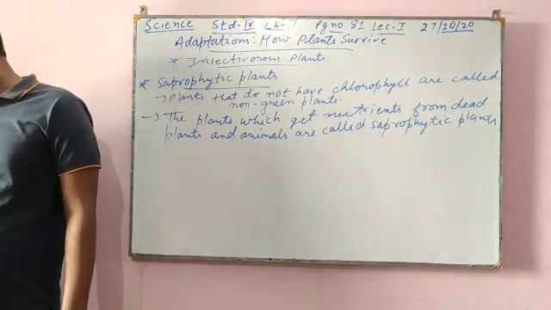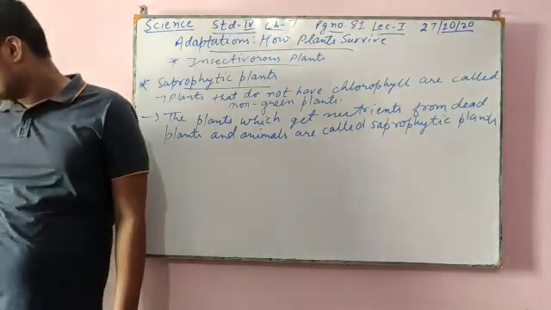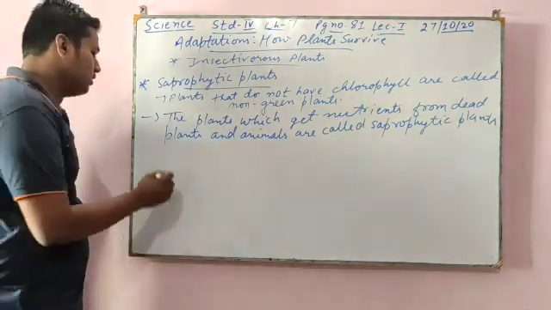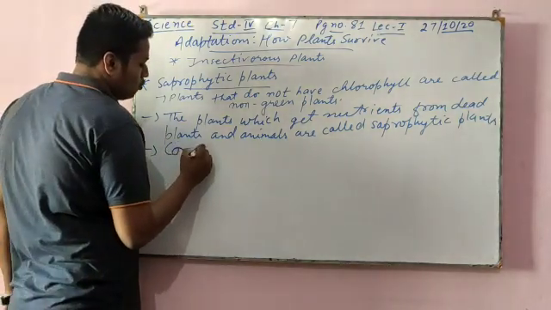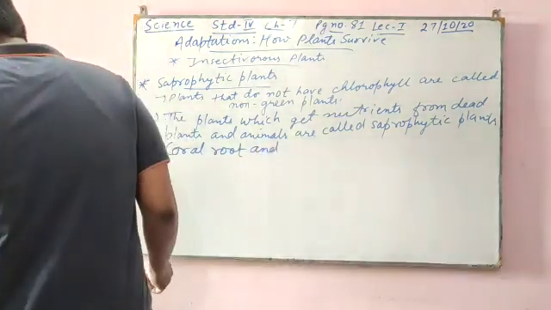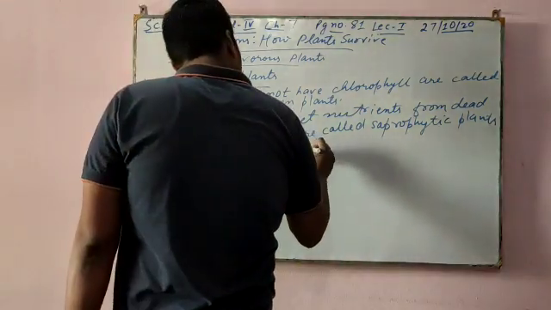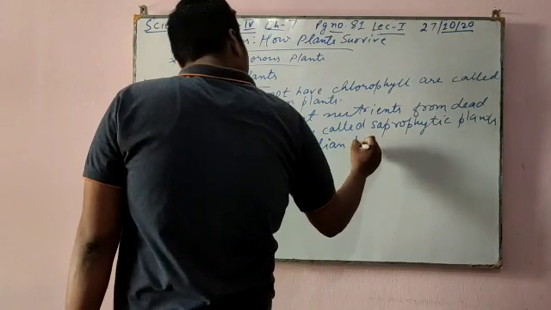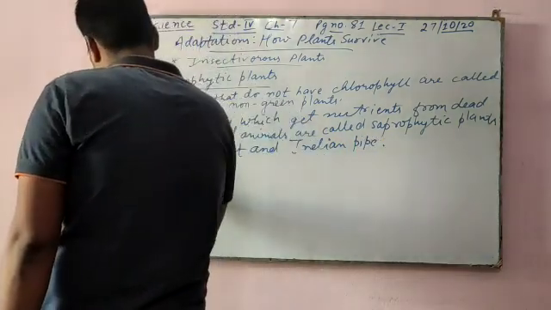Examples of saprophytic plants are the coral root and the Indian pine. Okay, now I will move to the next topic.